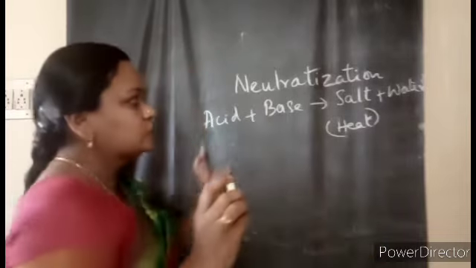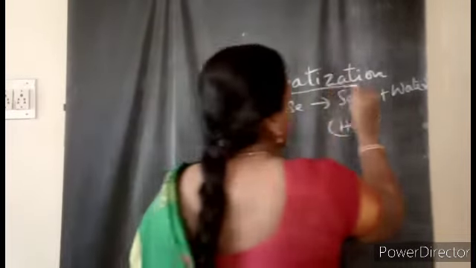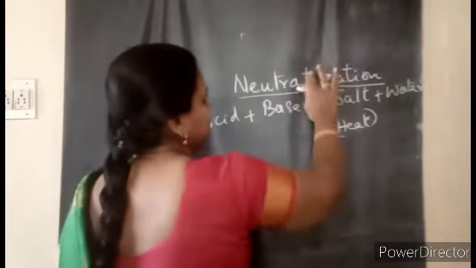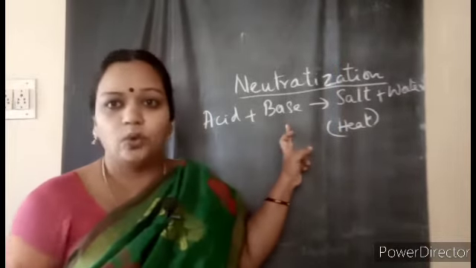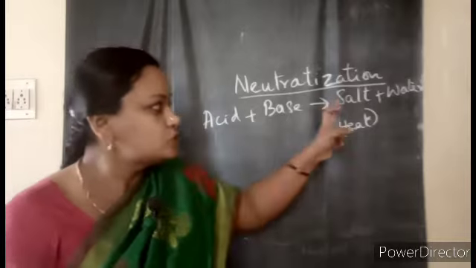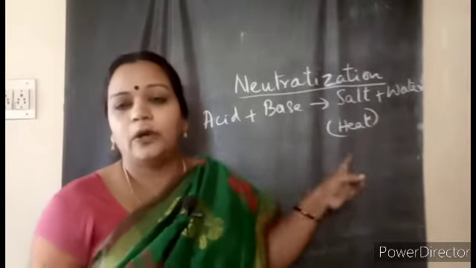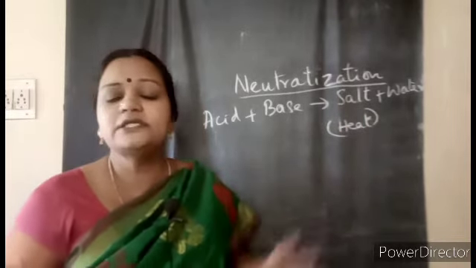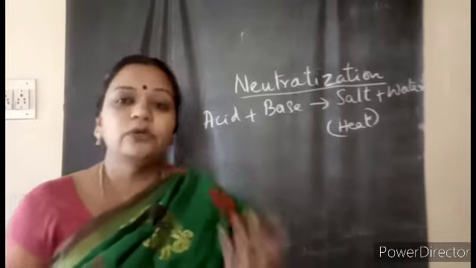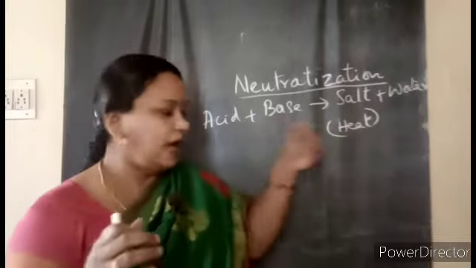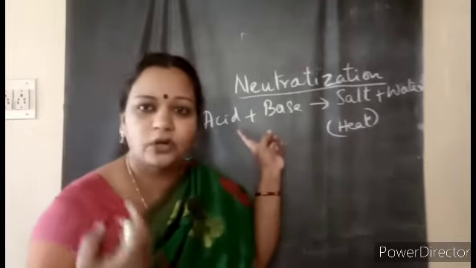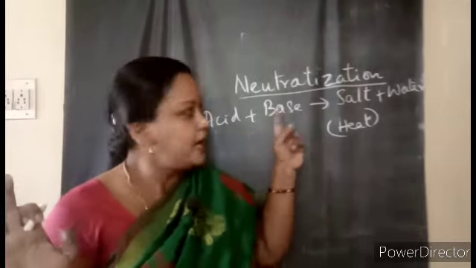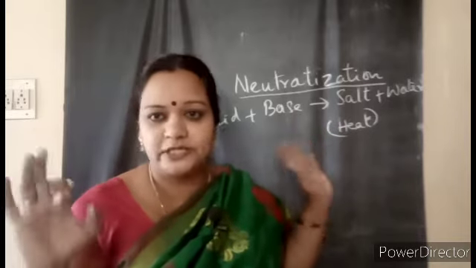Heat is evolved. So this process is neutralization, in which acid and bases will react. By now you know what is a chemical reaction. Salt is formed with water, and also heat is produced. And what is the use of this neutralization? As soon as this reaction is over, the acid will lose all its acidic property. Base also will lose all its basic properties.